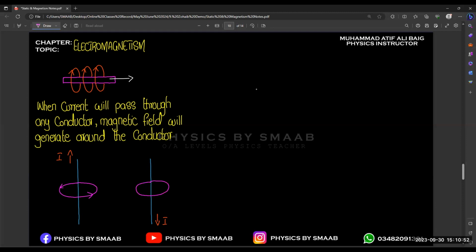And in the second case, when current is moving in downward direction, definitely your direction will be opposite to the first one. Now we are getting clockwise rotation, okay? And what is the logic behind it, how to remember this situation? That is a very simple concept. We have to use the right hand grip rule, right?